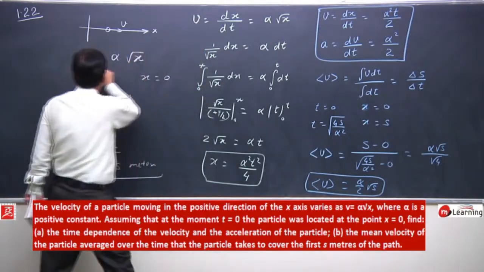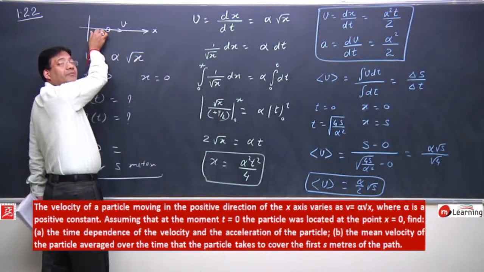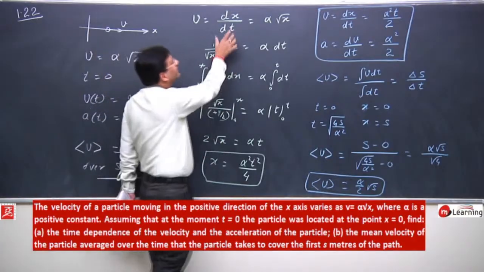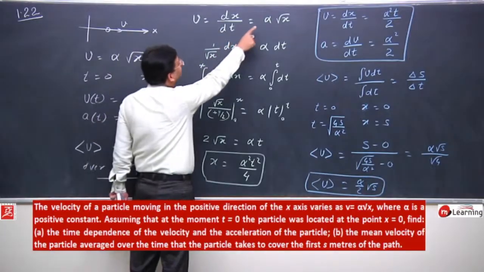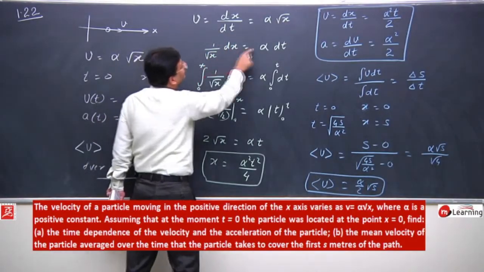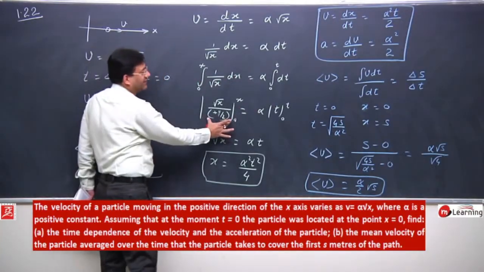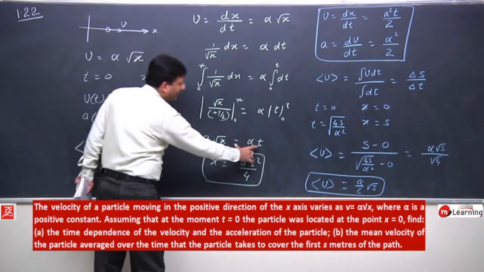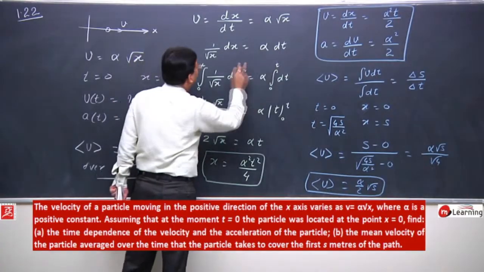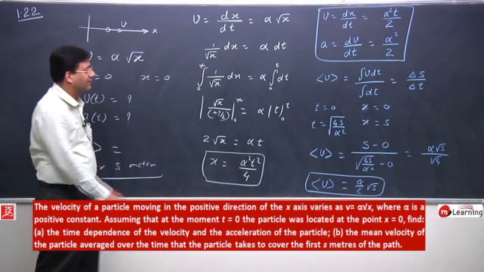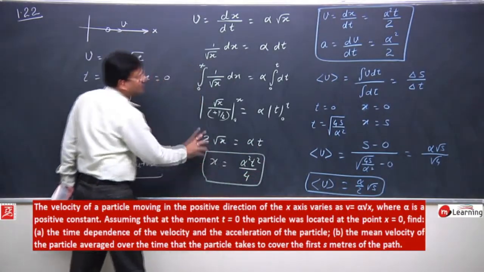First of all, we wrote that velocity could be written as dx by dt because the particle is getting displaced along the x-axis, and this dx by dt is equal to alpha root x. I rearranged this differential equation as 1 by root x dx equal to alpha dt. I integrated it on both the sides and put the limits. At time t equal to 0, displacement is 0. At any time t, x is the displacement. So this is the equation that we get for displacement variation with time.